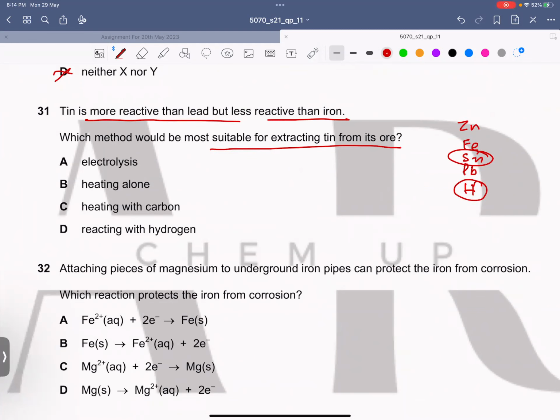That's what we do for iron as well. How do we extract iron from its ore in the blast furnace? We use carbon. So electrolysis would be wrong, heating alone would be wrong, reacting with hydrogen would be wrong, but it can be extracted by carbon. So C is the correct answer.